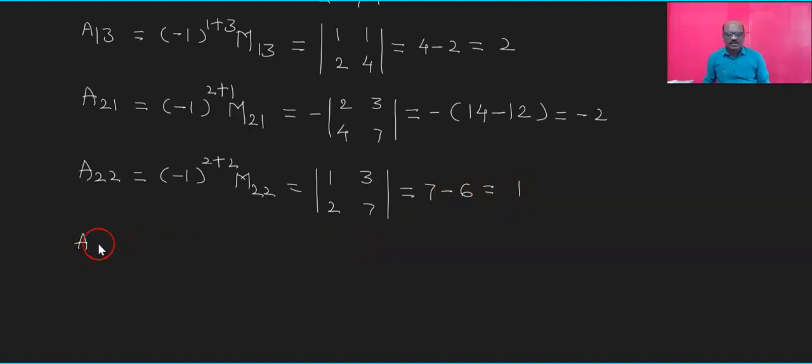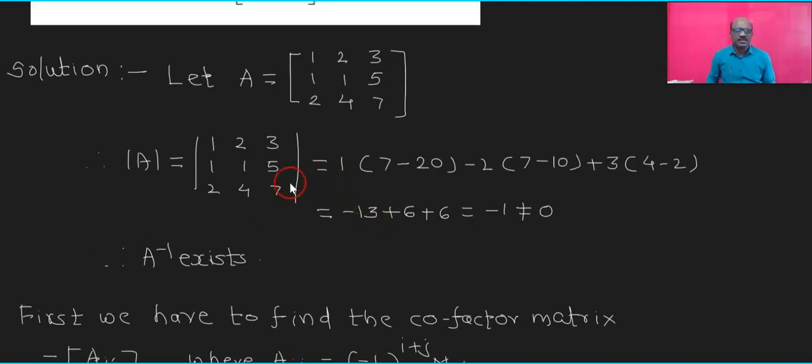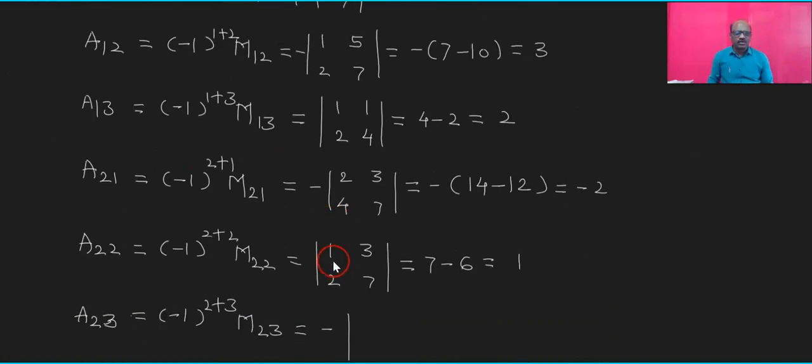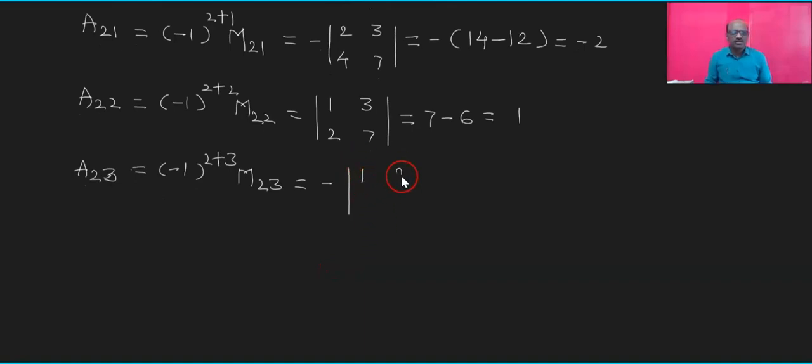Next is A23, minus 1 raised to 2 plus 3, M23. Overall, you will get minus. Here is A23, second row and third column. Delete the corresponding element in the column and the row, and then you will get 1 2 2 4. Evaluate this, that is minus 4 minus 4, and overall you will get 0.